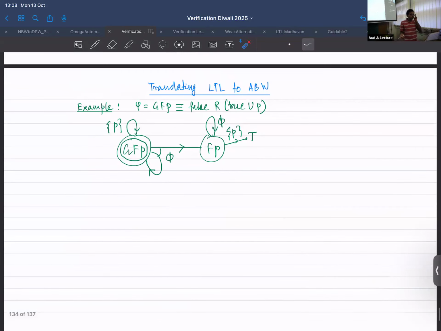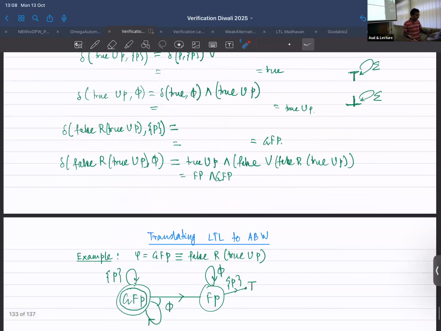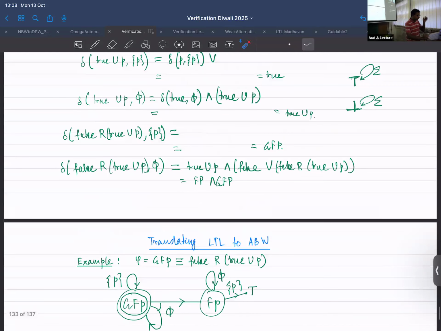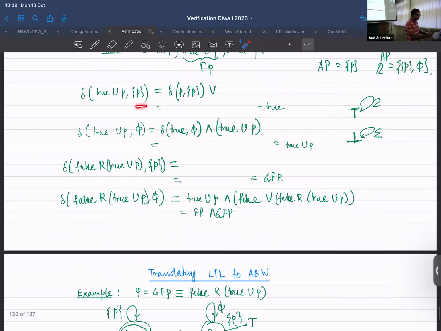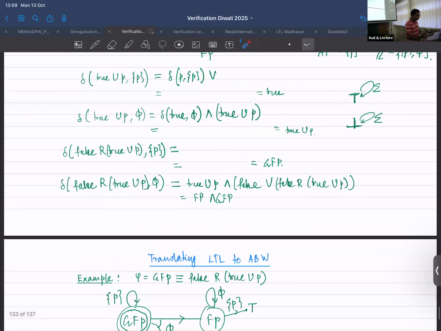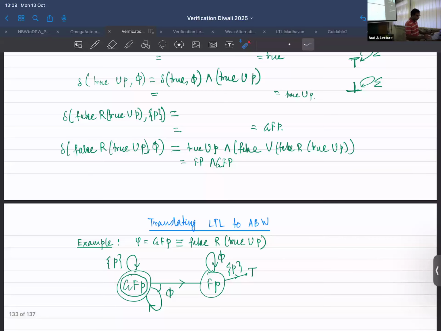So this is how our automaton looks. You have GFP, and when you read P, you stay in the same state GFP. When you are in FP and you read P, you go to true. FP on the empty set has a self loop.